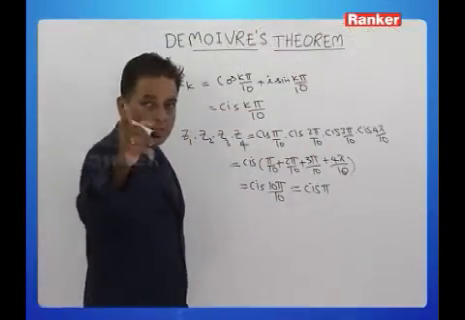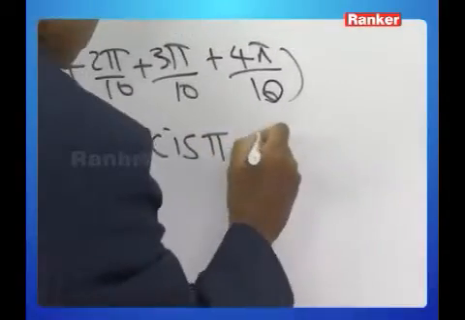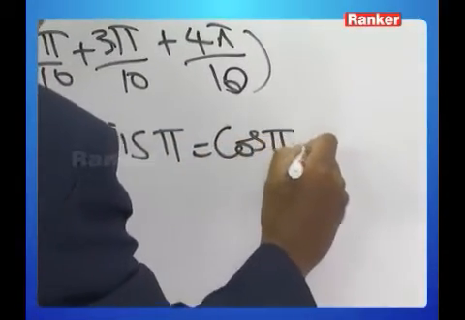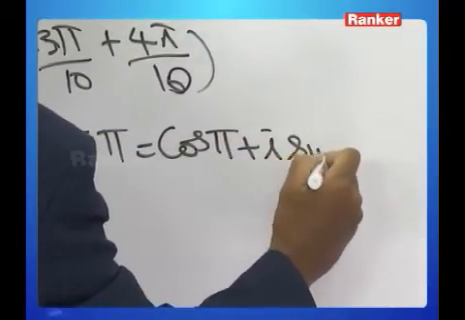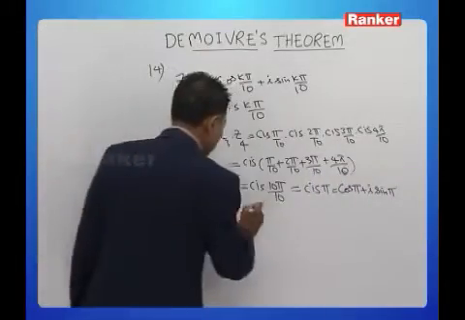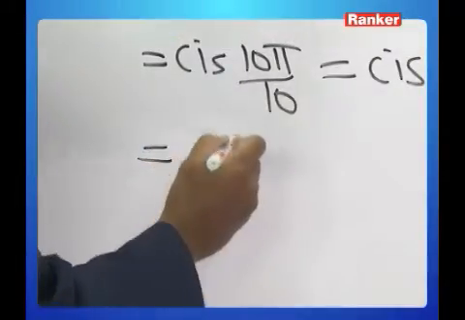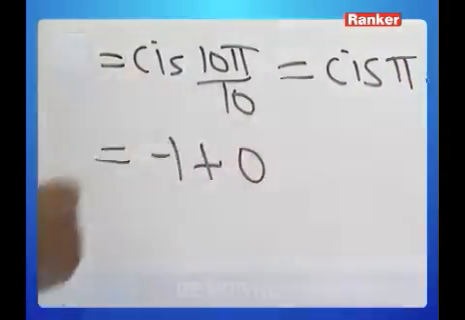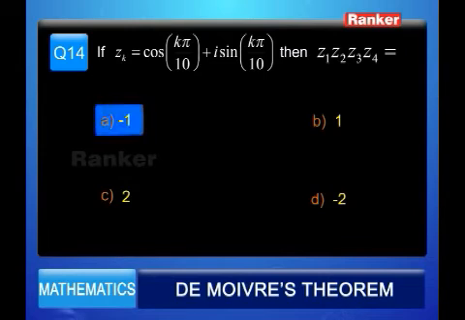Cos pi plus I sin pi. Yes, tell me what is cos pi? Minus 1. I sin pi? 0. Answer is minus 1. Option is A, first option, where minus 1 is given.